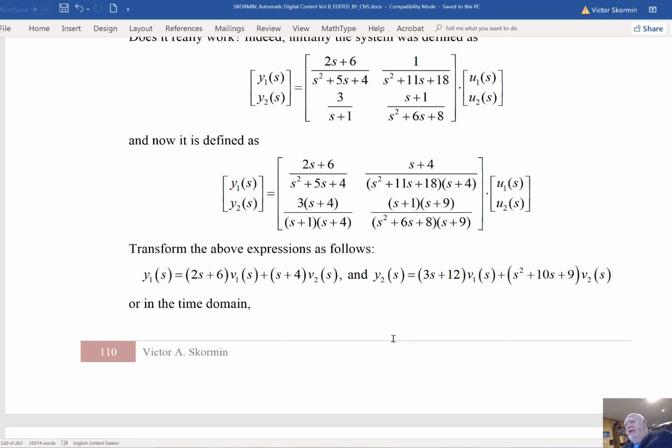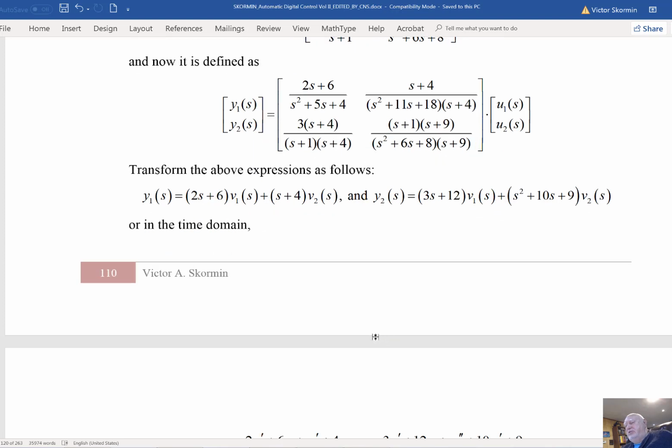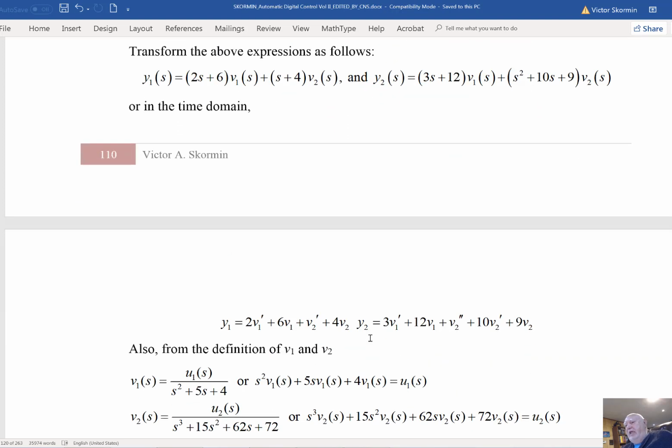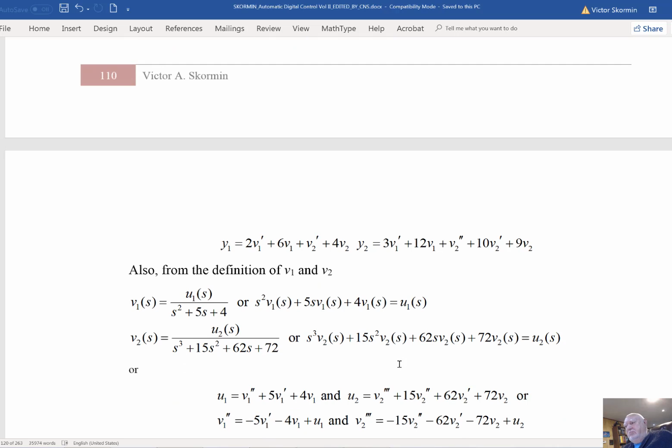And of course, I can convert these expressions into the time domain. And you remember that multiplication by s is a symbol of differentiation, and so on. Therefore, for y1, I have this expression. And for y2, I have this expression. What do we do next? The next thing I want to do is this.